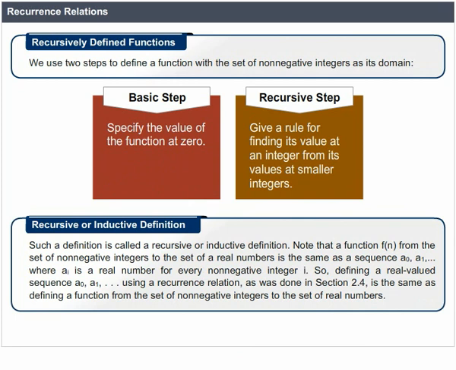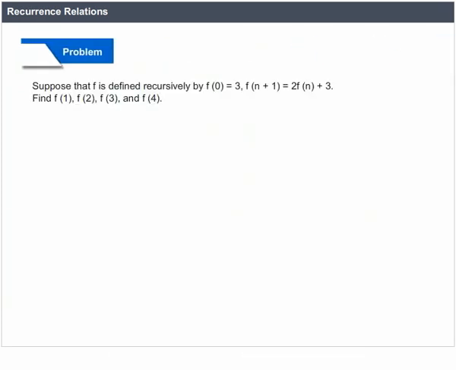Suppose that f is defined recursively by f of 0 equal to 3, f of n plus 1 equal to 2 times f of n plus 3. Find f of 1, f of 2, f of 3 and f of 4.